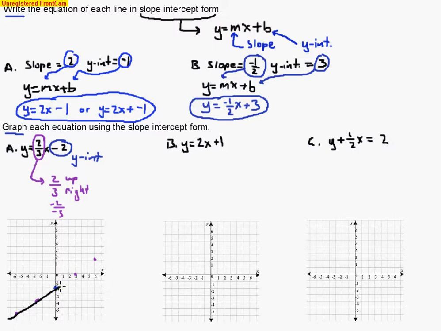So again, what we're doing is that second set of directions asks us to write in the form so that we understand that when we see an equation, we understand what is the y-intercept and what is the slope.